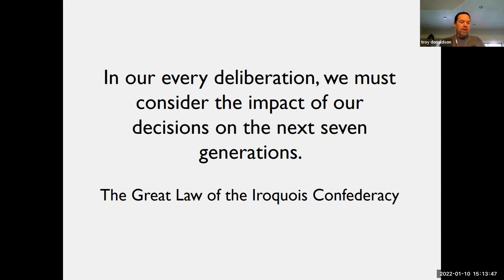So that means what we're doing now, we need to think about the impact. Any decision we make, our decision to buy a vehicle that gets poor gas mileage, or our decision to not explore renewable energy, or our decision to not fully understand climate change and respond appropriately. All of those decisions, we should be thinking about the next 7 generations.